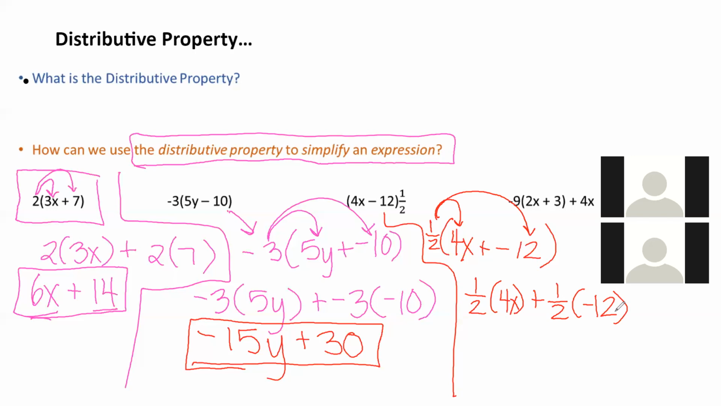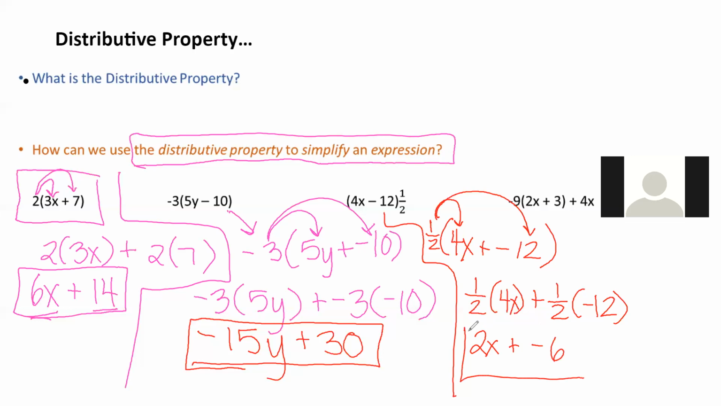What do you guys think? Audrey says 2x. Do you guys agree with Emma and Audrey? Yeah, I totally would, because they're right. They're absolutely right. 4x divided by 2 is just 2x, and then negative 12 divided by 2 is negative 6. And that is our final answer.